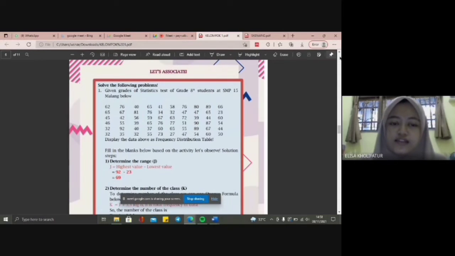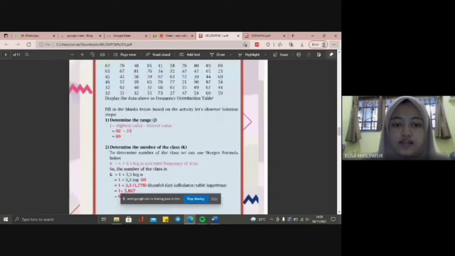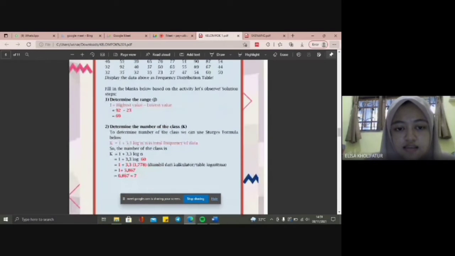Okay, then let's associate. Solve the following problems. Number 1, given grades of the statistics test of grade 8 students of junior high school 15 of Malang below. And this is the data. Display the data above as a frequency distribution table. Fill in the blanks below based on the activity let's observe. Solution steps. Number 1, determine the range. R is the highest value minus the lowest value, equals 92 minus 23, equals 69.